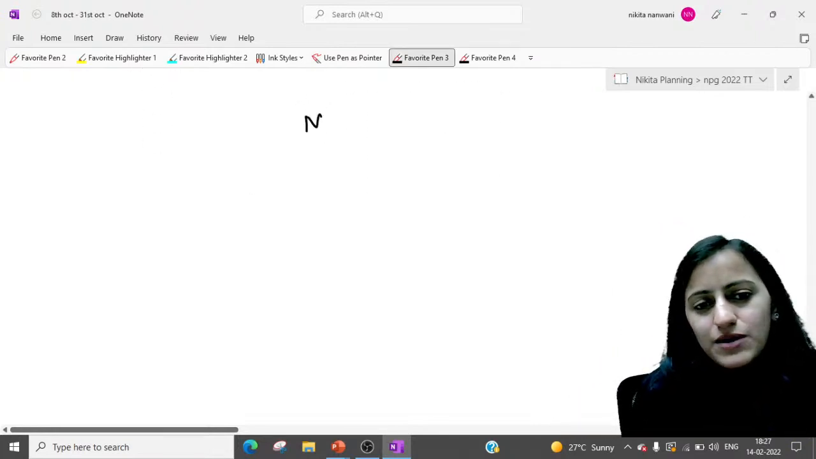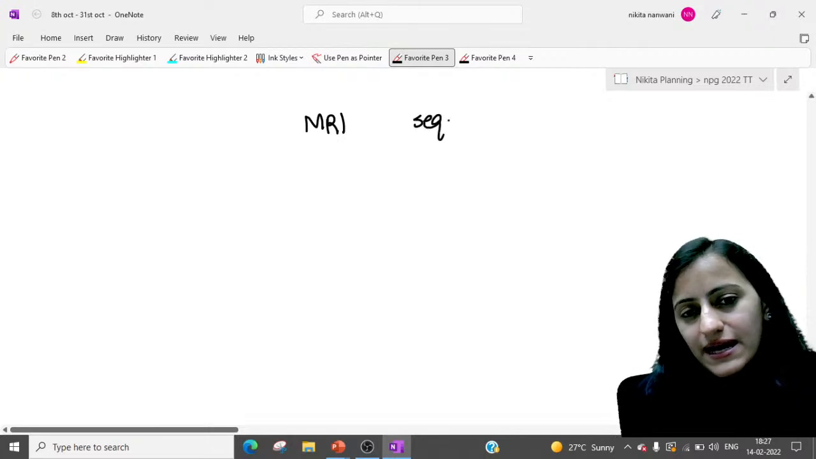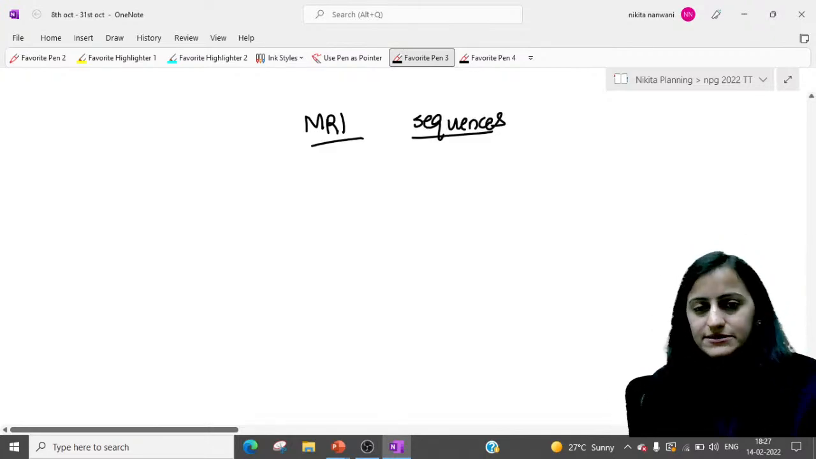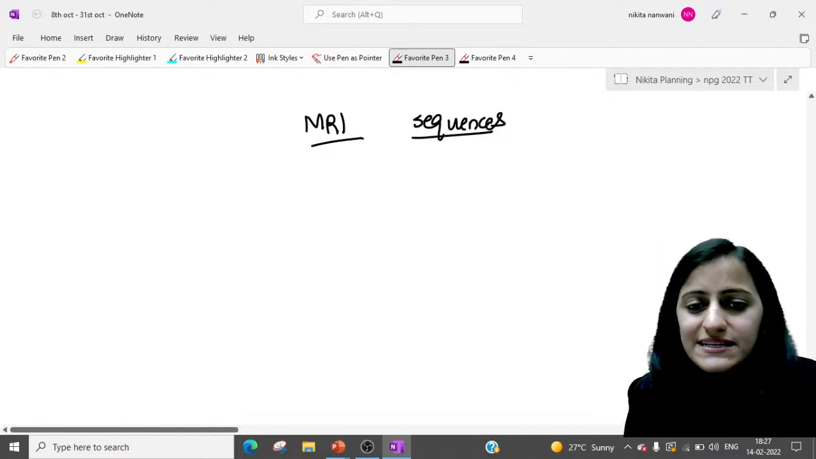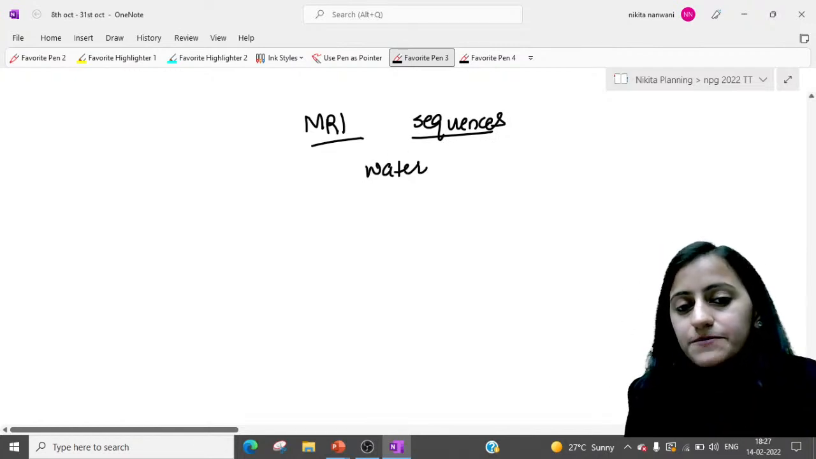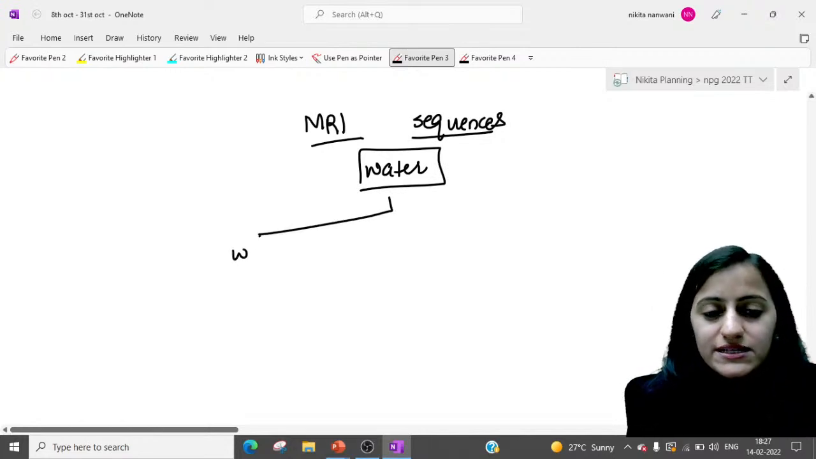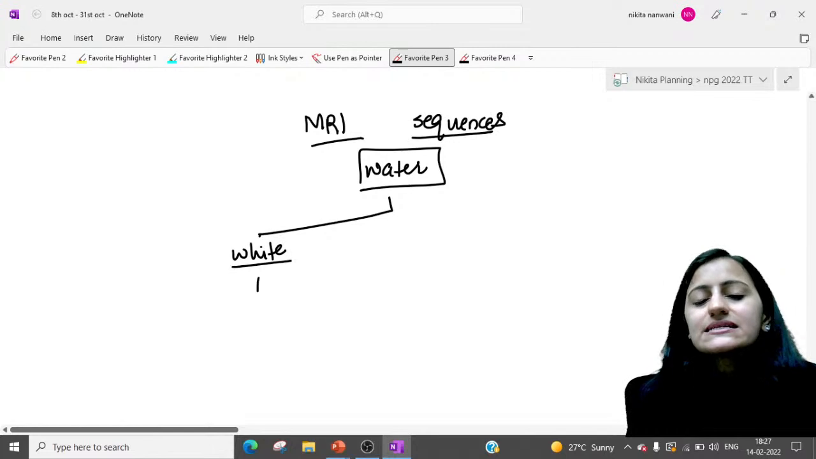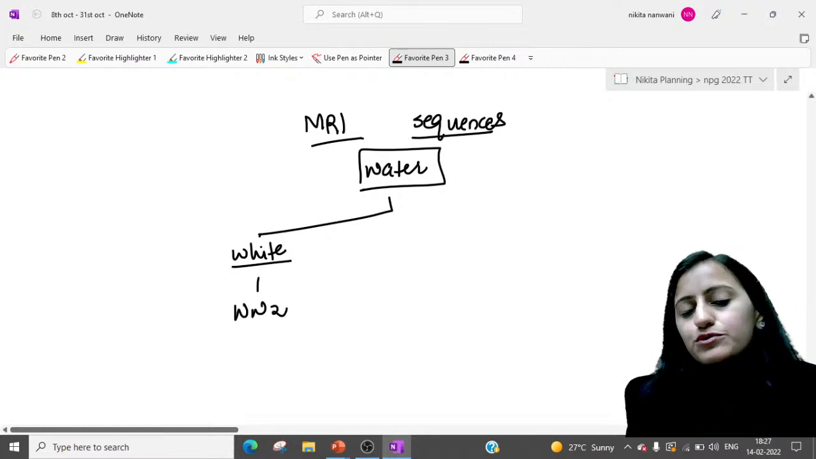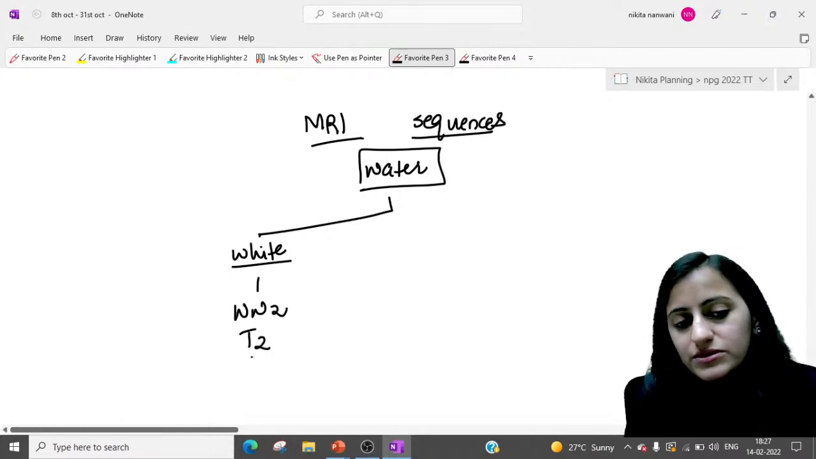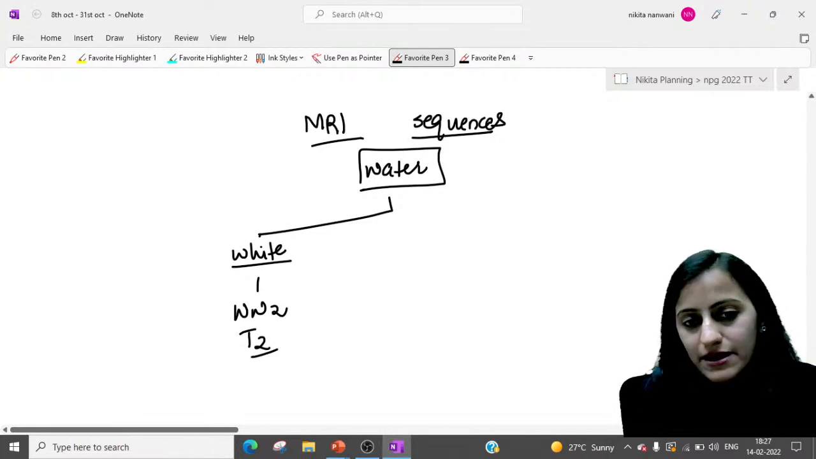So remember, when you are identifying the MRI sequences, the first thing to be looked at is water. Always check for water. If the water is white, it's WW2, World War II, that is T2 weighted MRI.